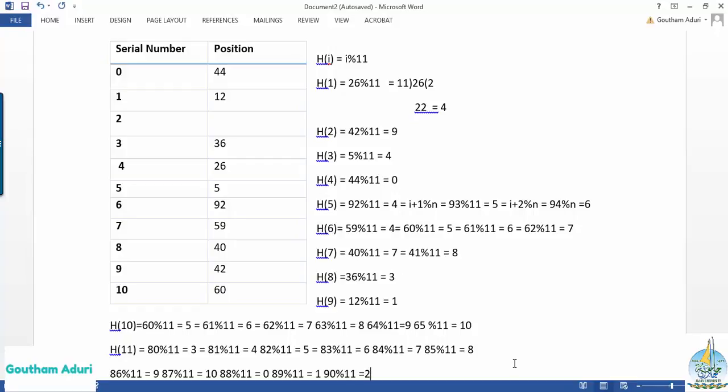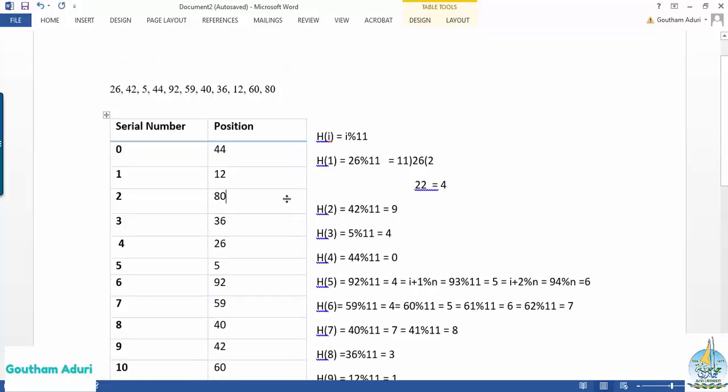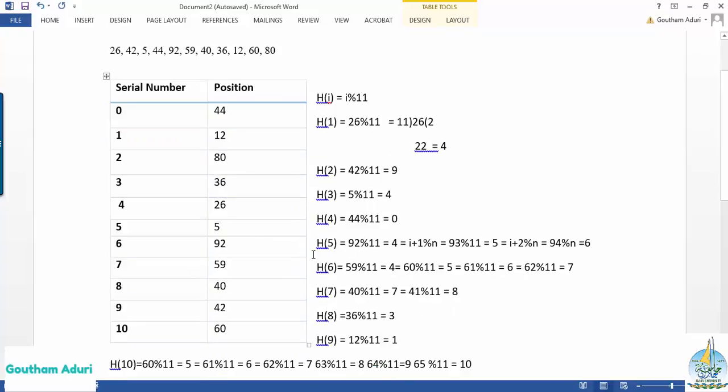So in the second position we're going to get the 80th number. So this is what the linear probing problem is. We are trying to find the positions, and based on the index of that value, we just fill up those numbers. Always, if there is any collision, you just increment by 1. It's a straightforward and simple approach.